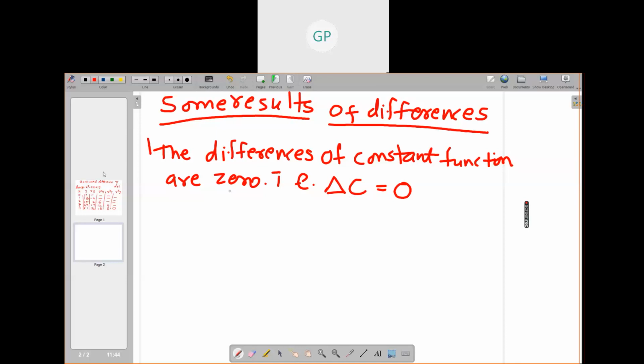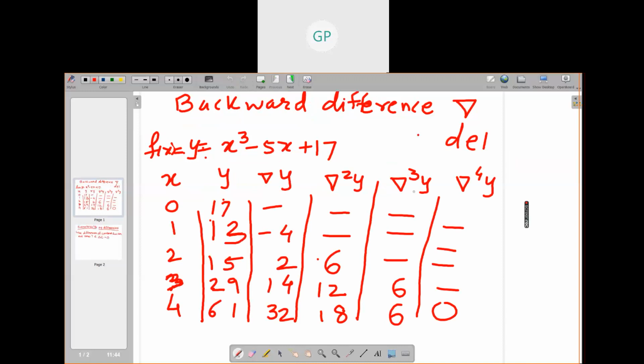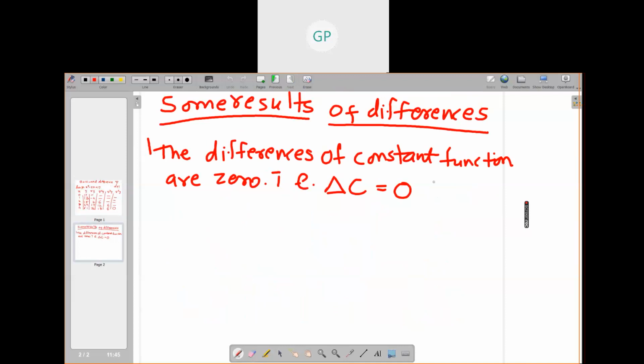Do you observe it here on this page? See, any difference of a constant is 0, whether it is delta or del. Whatever properties we are writing for delta, those are true for del also. So if you observe here, del cube y is constant. Do you see? And its difference, what came? Del of del cube y is 0. So that is the meaning of this first property.